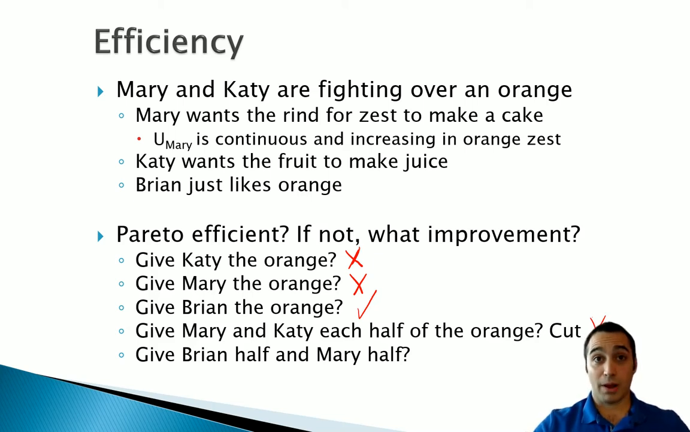How about I give Brian half the orange and Mary the other half of the orange? You can just cut it right in half. Again, this one's not Pareto optimal because Mary has half of an orange worth of fruit she doesn't value. Ways I could Pareto improve? Well, I could give Brian the entire orange and then Mary half the zest. That seems to be a Pareto improvement because it makes Brian better off and doesn't hurt Mary.